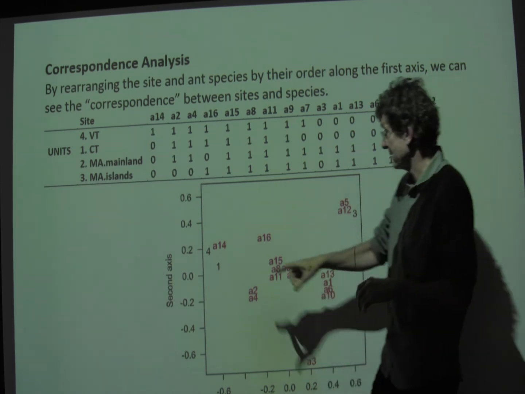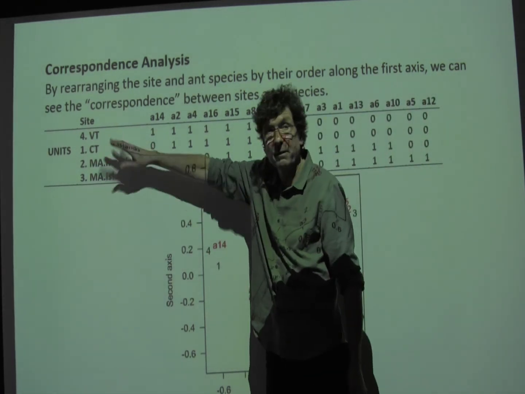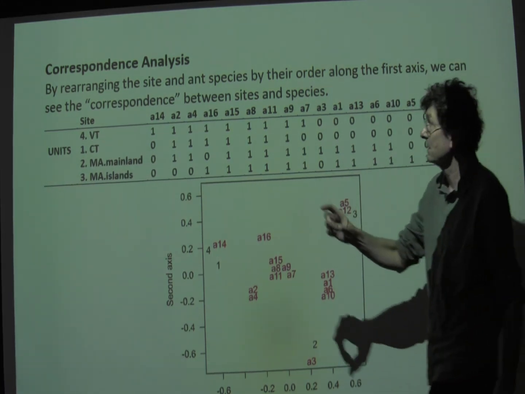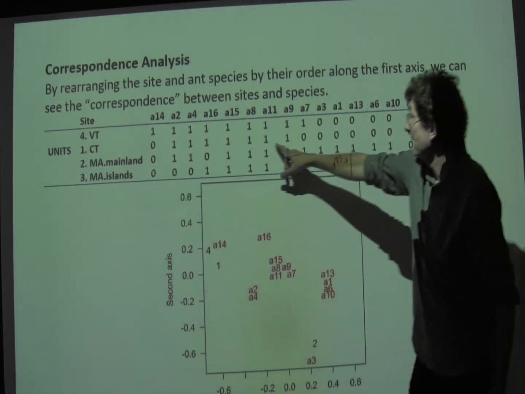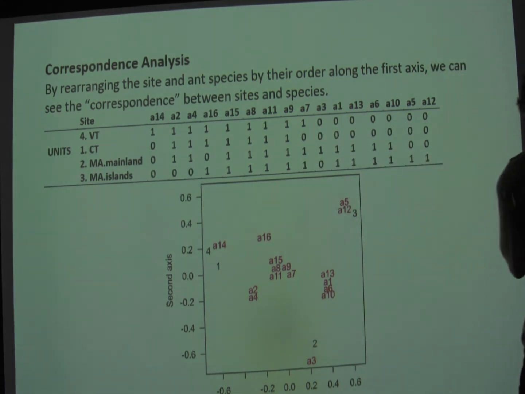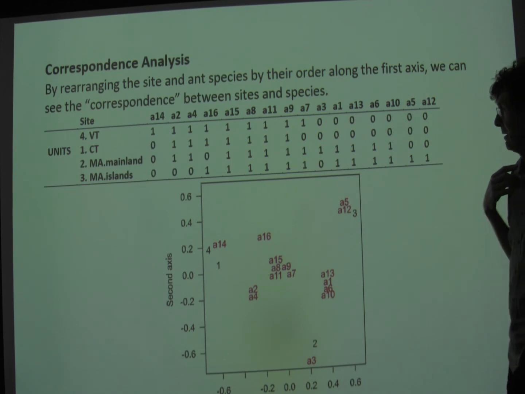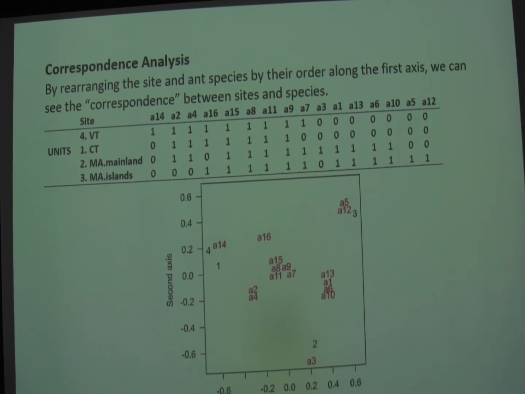I've also rearranged the sites along that same axis. And so you can see that the Vermont site and the Connecticut site tend to have the same ant species. The axes are made up of the same things for both the sites. Yes, they're both made of the same ones and zeros that are used to arrange them.